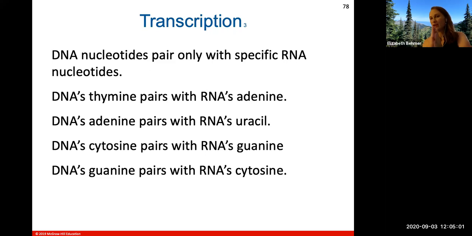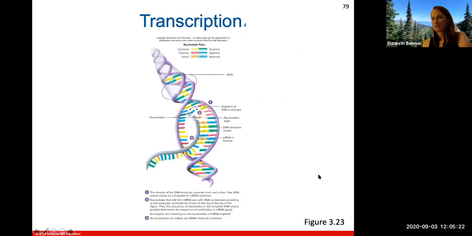So when we've separated out our two DNA strands, RNA will make up the second half of those newly separated strands. The thymine will pair with RNA's adenine. DNA's adenine will pair with RNA's uracil. Cytosine and guanine will always pair with each other. So what does all this mean?